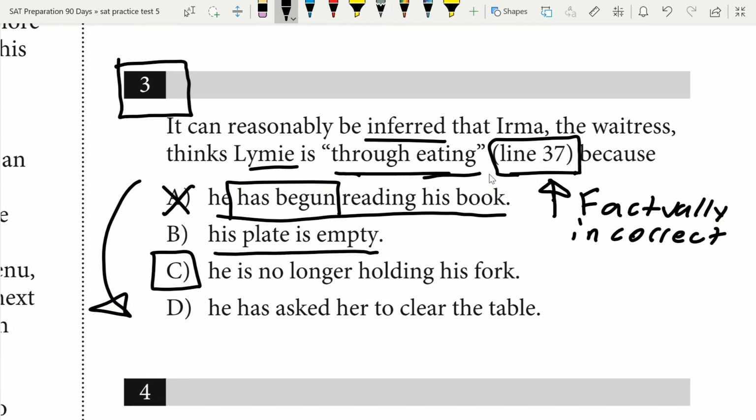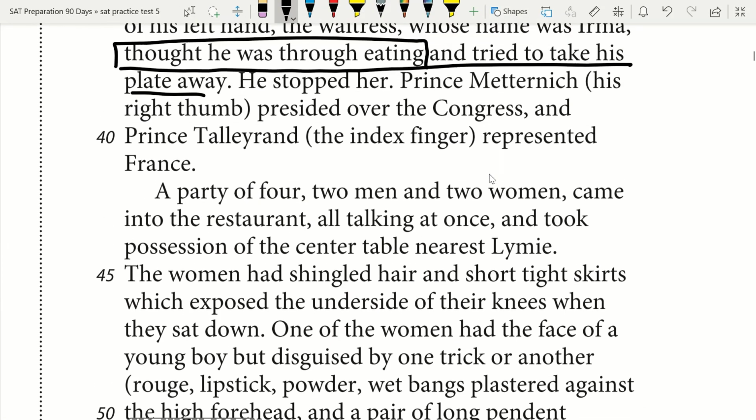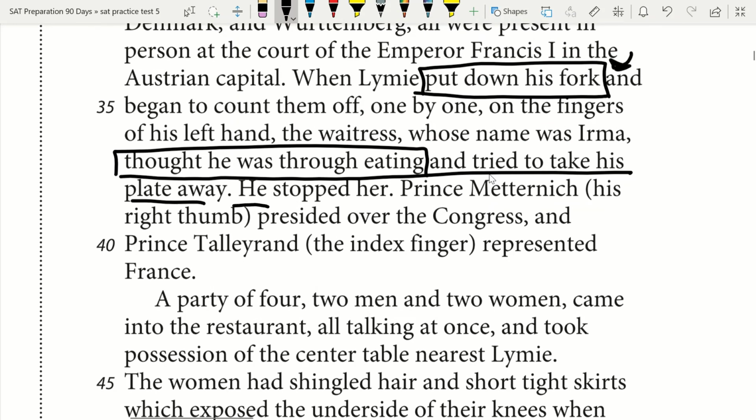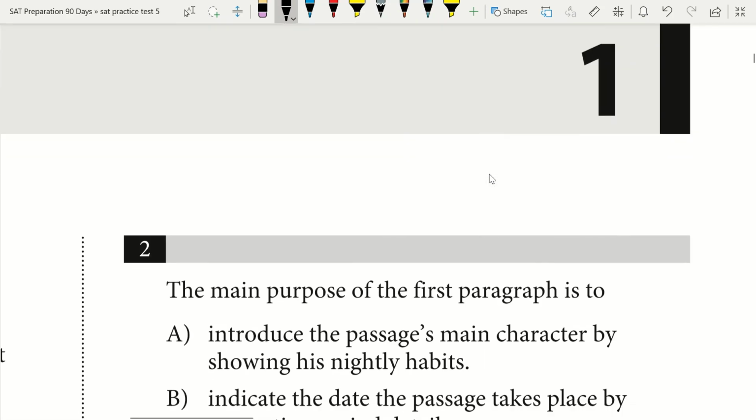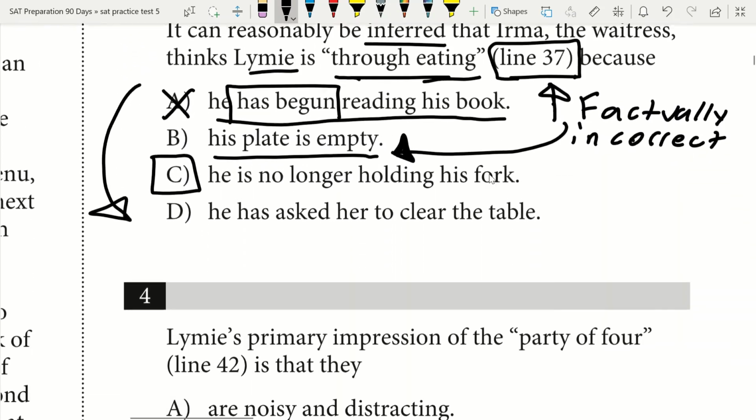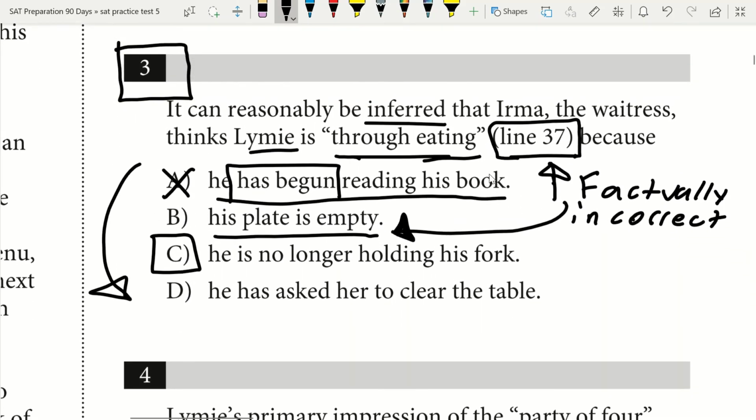All right, next option, his plate is empty. The passage at no point says that his plate is empty, so once again, that's going to be factually incorrect. Furthermore, he tries to stop her from taking his plate in the lines that follow. I'll go ahead and show you that. We see he stopped her, right? I'll go ahead and circle that. Would he stop her if his plate was empty? No, he would let her take it. He wants to hold on to his plate. He does not want her to take it. Therefore, his plate is not empty. Nowhere does it say his plate is empty. Therefore, incorrect.